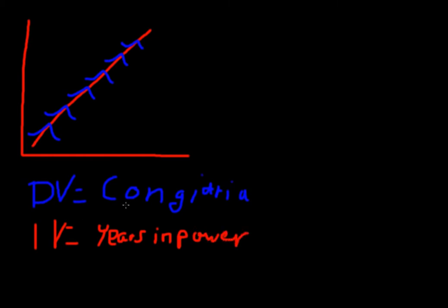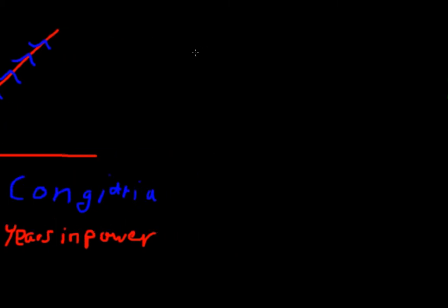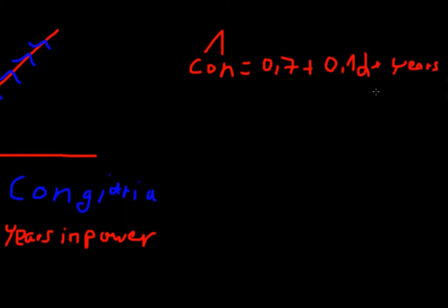Now, we want to explain the dependent variable, the given congiaria in sesterzi, for example, with the years in power of a ruler. So we want to explain the congiaria of a certain ruler in total by his years in power. Now, this data is made up, by the way. We put the data into R and get back the following regression equation. Let's call this variable con, for congiaria, hat, of course, it's an estimation, is equal to 0.7 plus 0.12 times years. This is our regression equation that we get back from R.